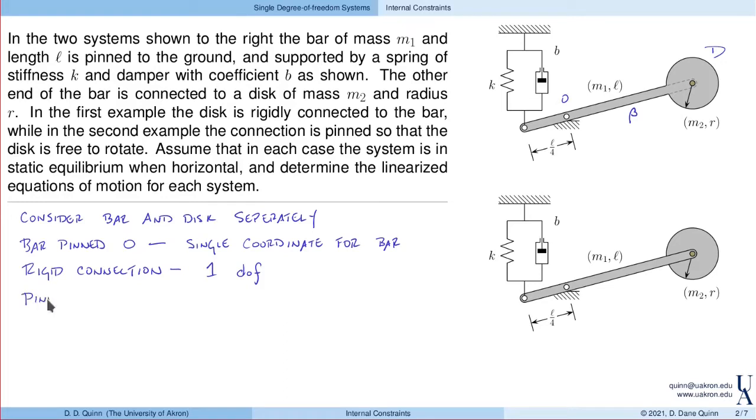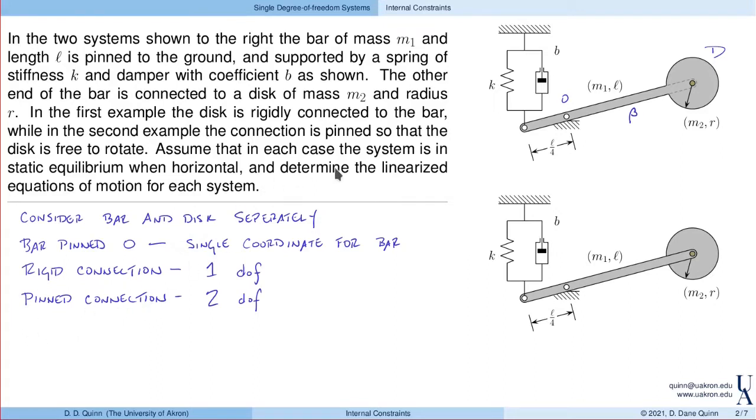But if I have a pinned connection, actually I have 2 degrees of freedom here. One coordinate could be used to describe the angle of the bar. That's fine. Of course, that would specify where the center of the disk is, but because the disk is still free to rotate, I would need a second coordinate to describe its configuration. So again, with a pinned connection, I actually have a 2 degree of freedom system here because the disk can rotate independently from the bar.